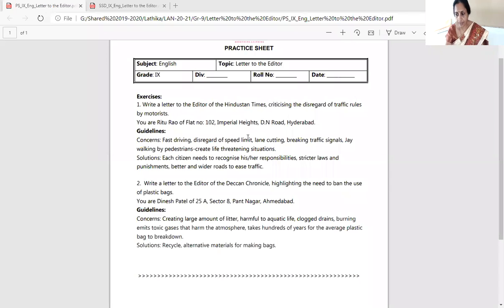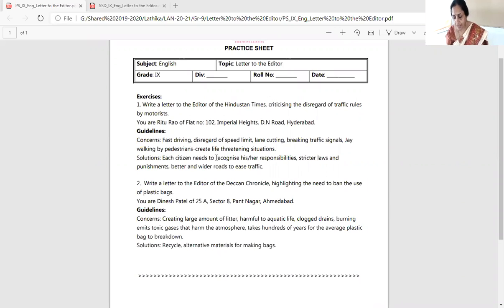Now I will show you some topics that you can write. Okay. I have shared some topics on which you can write the letter.